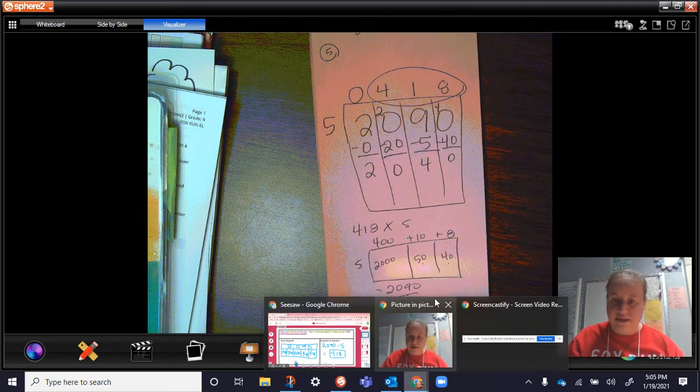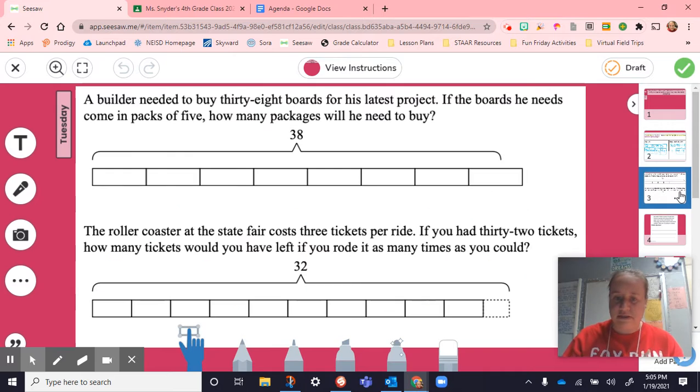All right, so we did that together, and then students did this for independent work. So they have 2 problems here, and that was their independent work for the day. So, I didn't mean to check that. Oops.